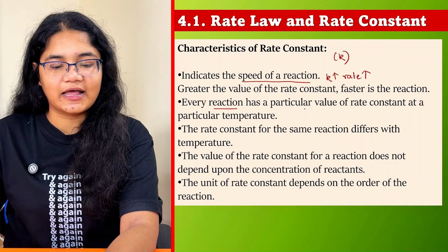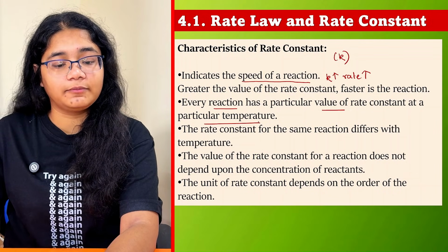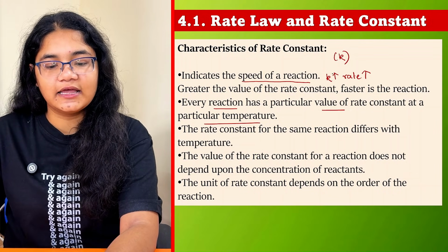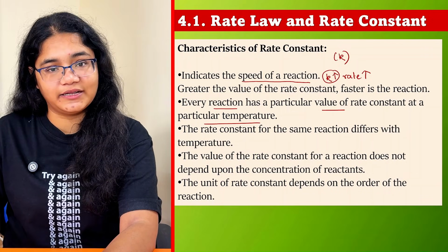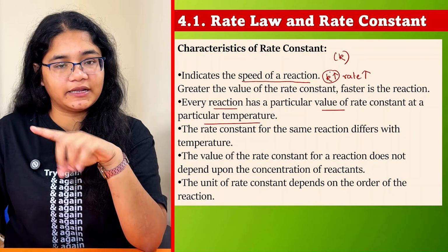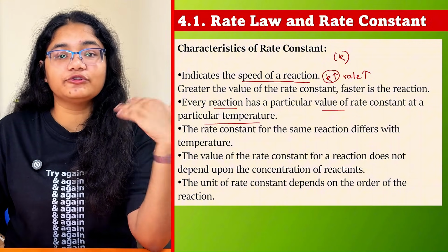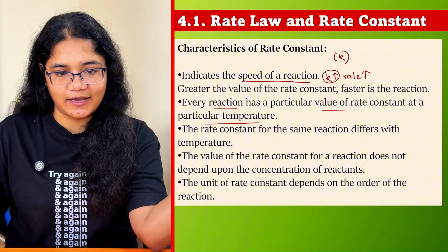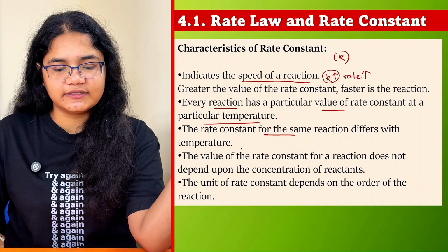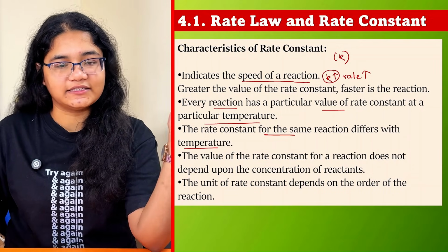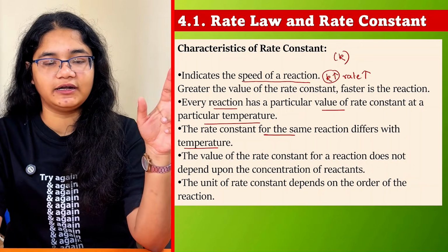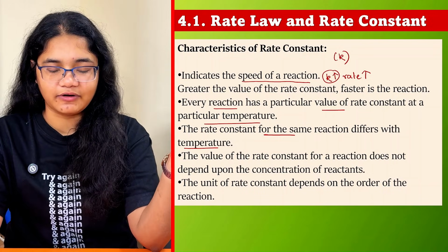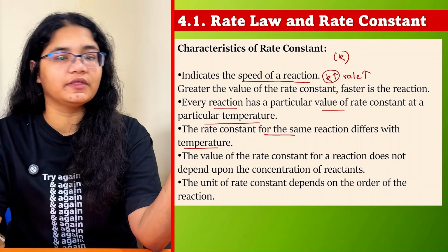Next, every reaction has a particular value of rate constant at a particular temperature. Okay, because this rate constant is dependent on temperature. So if you do a reaction at one temperature, it will have a specific K value. If you change the temperature, it will have a different K value. Next, the rate constant for the same reaction differs with the temperature. Yes, if you are doing the same reaction at 2 different temperatures, the K values will be different, because K depends on the temperature.